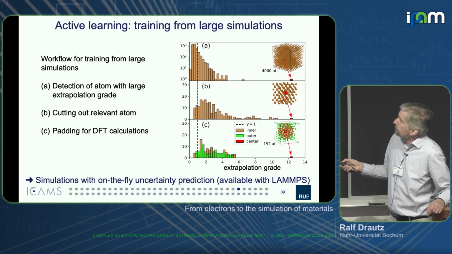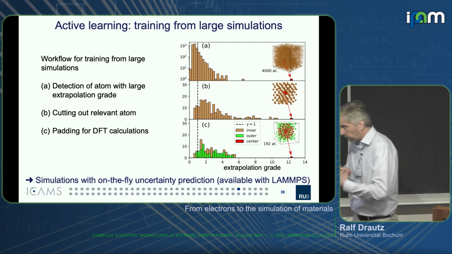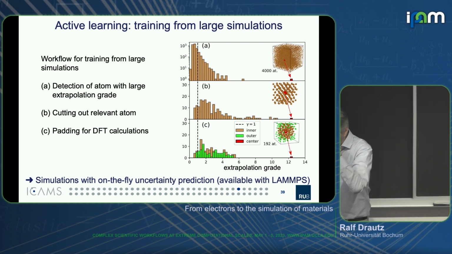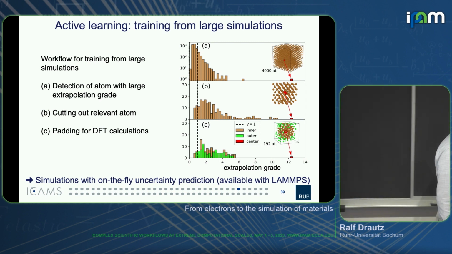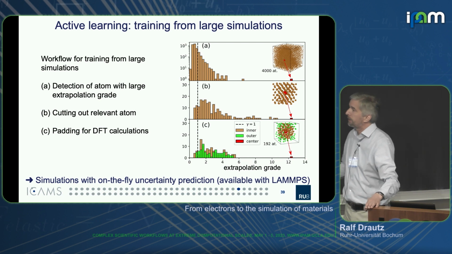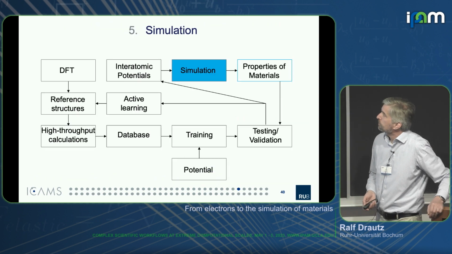We find one atom that has a large extrapolation grade, we cut it out and pad it, put it into DFT, add it back to our reference data. And so one can therefore just run on the fly, and whenever there's something coming up that is uncertain, one can put it into training and update the potential.